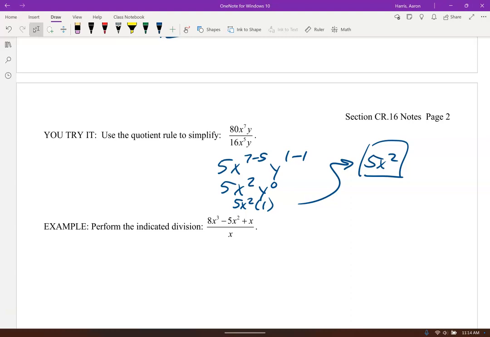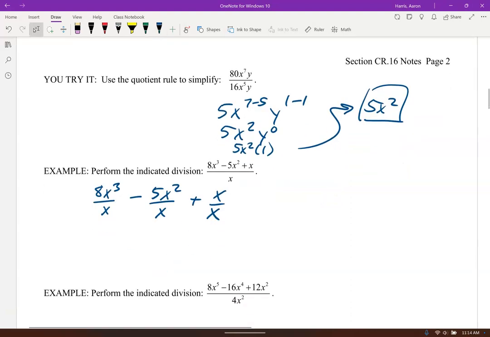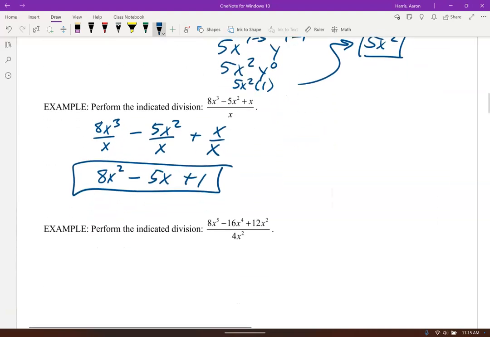So if you're dividing by x, it's kind of like when we're taking 2/3 plus 1/3 is 2 plus 1 all over 3, right? Well, you can go backwards as well. You can use that common denominator. That's what we're going to use here. x is a common denominator of each of these. So I'm going to write that as 8x to the 3rd over x minus 5x squared over x plus x over x. 8x to the 3rd over x, that'd be 8x squared minus 5x plus 1. And that's how you divide by a monomial.